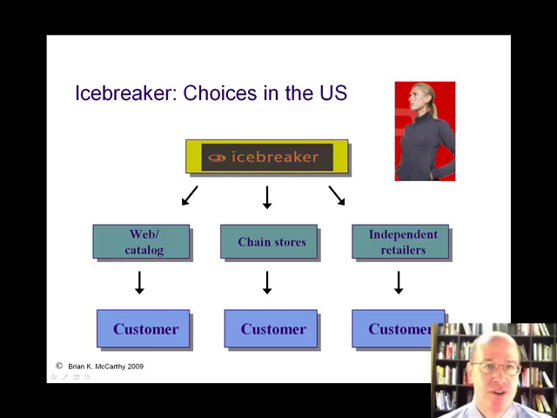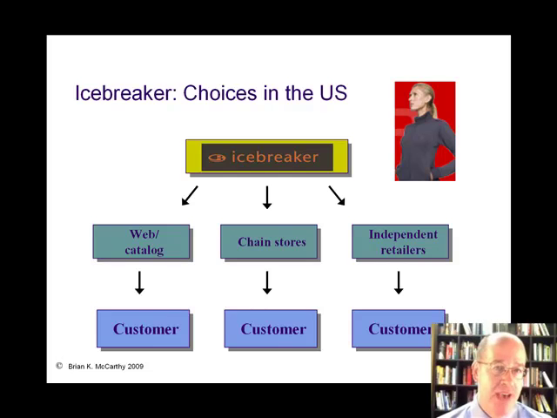When Icebreaker decided to grow their business and go beyond the borders of tiny New Zealand, they looked to the U.S. as an opportunity, and they thought about three distribution strategies that they could pursue in the U.S. Number one would be to sell their product online via the icebreaker.com website. The second strategy was to use chain stores to reach customers, and there would be two types.